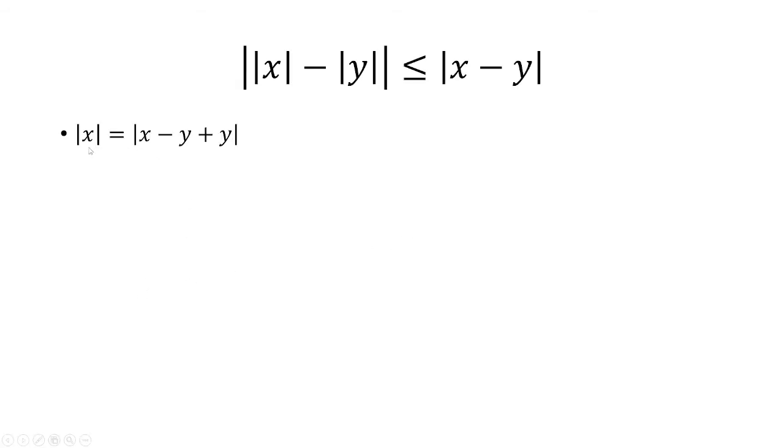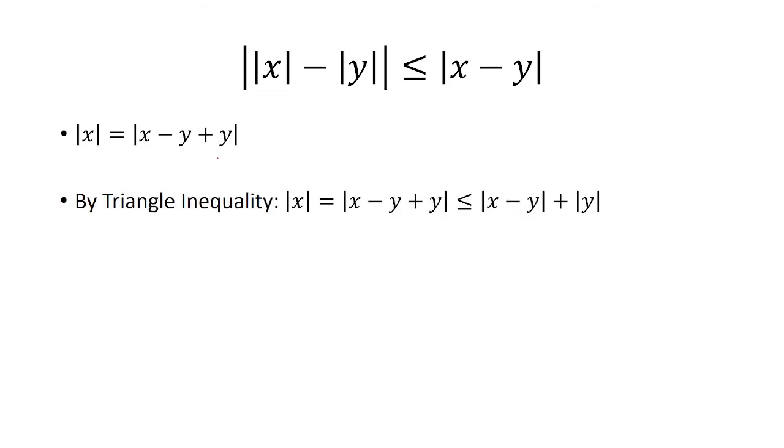So let's start off with the absolute value of x. The absolute value of x can be rewritten as the absolute value of x minus y plus y. And here the y's are going to cancel and you're just left with x. So now we can use the triangle inequality with the expression on the right here, the x minus y plus y. This is going to be less than or equal to this first part and then plus this part.